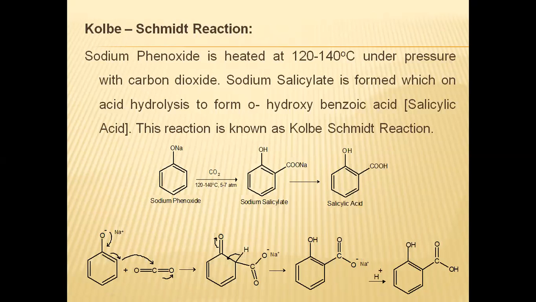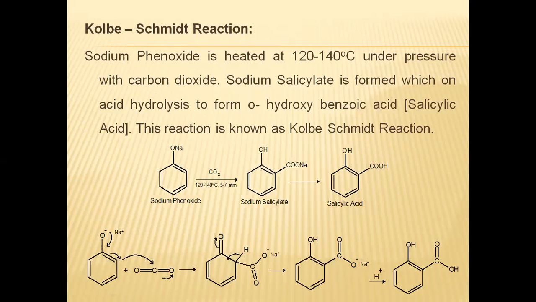What we are saying is that sodium phenoxide is heated with carbon dioxide at 120 to 140 degrees centigrade, which forms sodium salicylate. This sodium salicylate on hydrolysis forms ortho-hydroxybenzoic acid. This reaction is nothing but the Kolbe-Schmitt reaction. We take sodium phenoxide, treat it with CO2, and it forms sodium salicylate, which on hydrolysis gives salicylic acid.